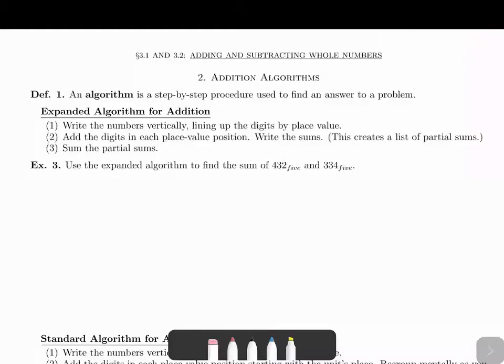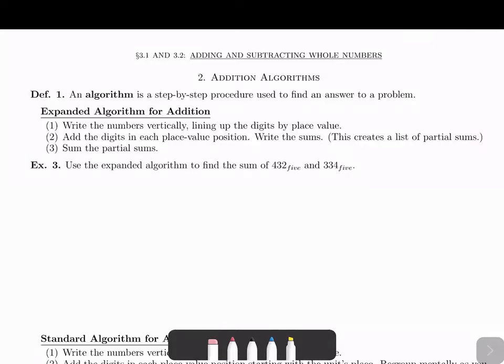Hi everyone, this is video 4 for chapter 3.1, or section 3.1 and 3.2. So we just finished up using models to add whole numbers. Now we're going to transition to using algorithms to add whole numbers.